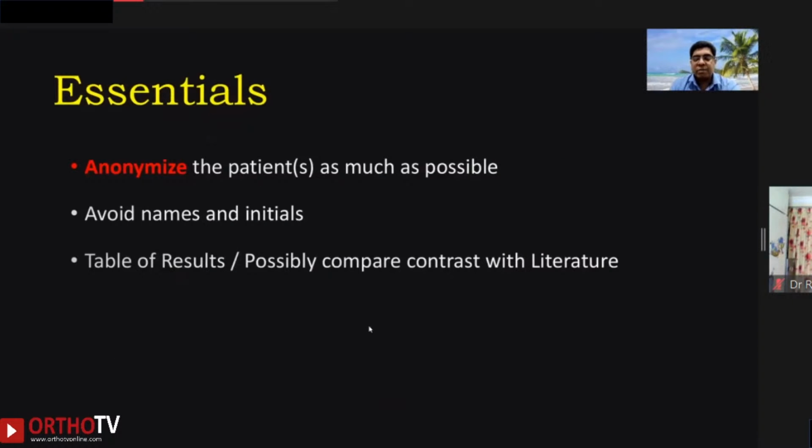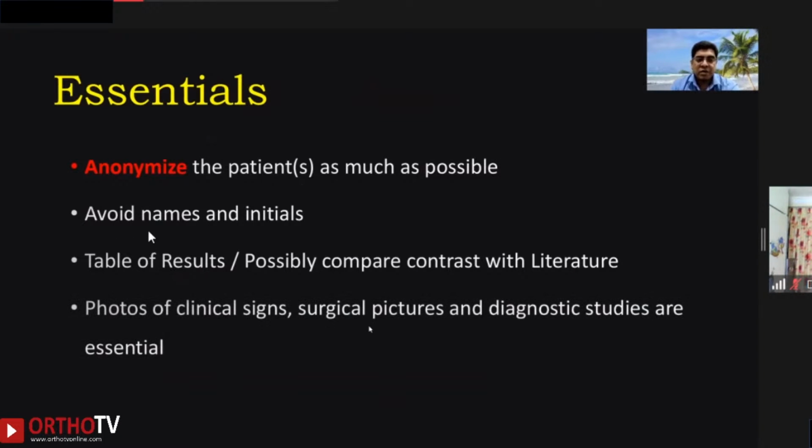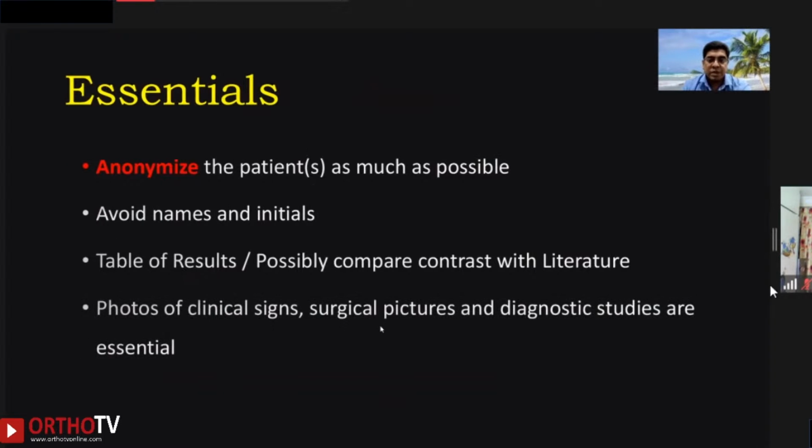And results, possibly compare and contrast with the literature. So this is very important, which we follow most of the time in JOCR. We ask them to put the review of literature in a table format. Photos of clinical science, surgical pictures, diagnostic studies are very, very important in getting your case reports published. If you're missing these things, you might get a rejection even if the case report is good.